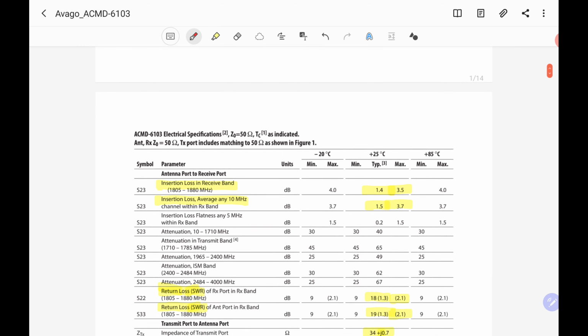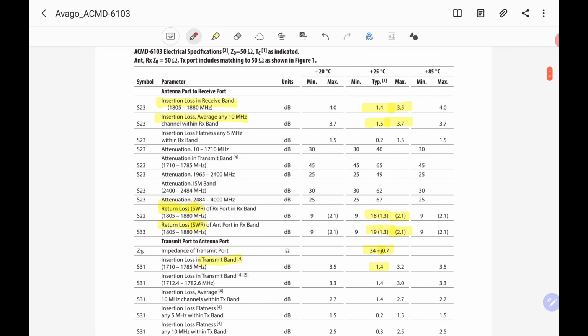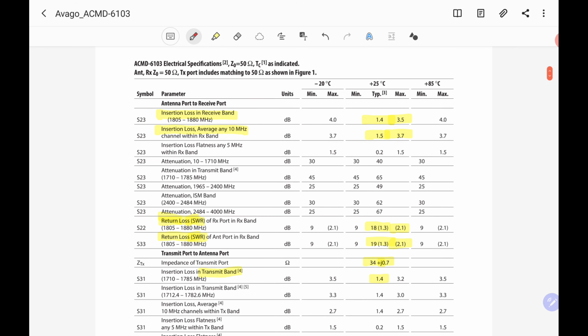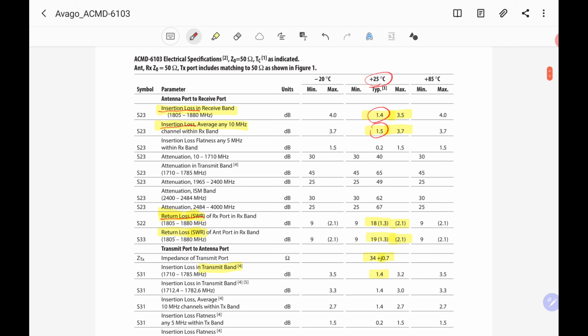If we see the detail, insertion loss, we learned that, right? Insertion loss typical is at 25 degrees C, normal temperature. It shows 1.4, 1.5, right? So which has good insertion loss. And if you see return loss, return loss, 18. So this is higher than 10 dB, which is good.